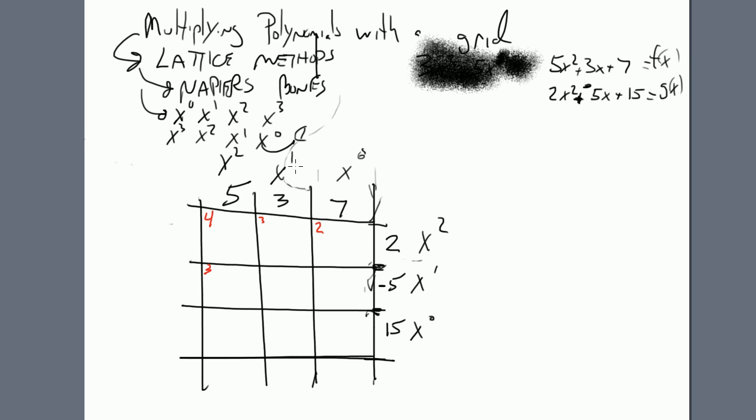X to the 1st power times x to the 1st power is x to the 2nd power. And x to the 0 power times x to the 2nd power is x to the 2nd power. We can now look at it again and realize a kind of pattern is setting up here. We're going to realize that x to the 1st power times x to the 0 power is x to the 1st power. X to the 0 power times x to the 1st power is x to the 1st power. And then these are just x to the 0 power.